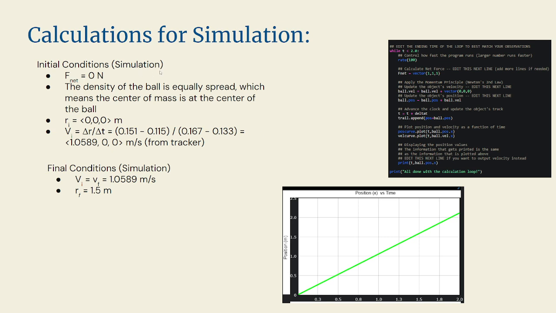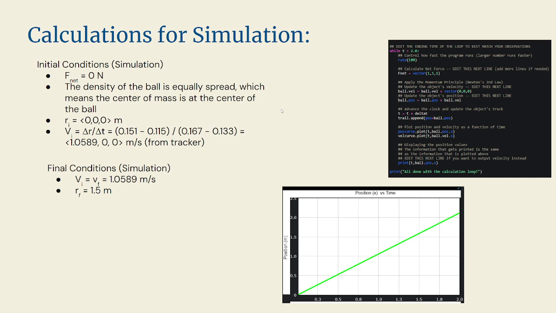These are the calculations for the simulation. Because it is a situation in equilibrium, we know that the net force is going to be 0. And we can assume that the density of the ball is equally spread, which means that the center of mass is at the exact center of the ball. The initial position will be set at 0, 0, and 0. And the initial velocity will just be the change in r over the change in time.